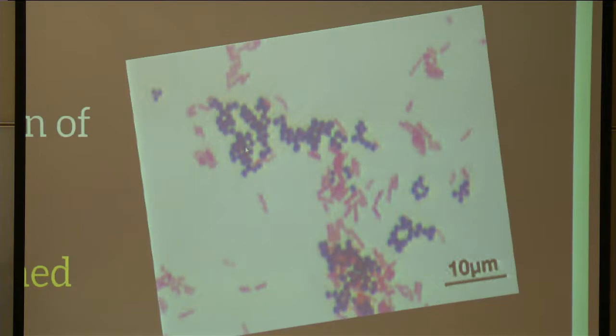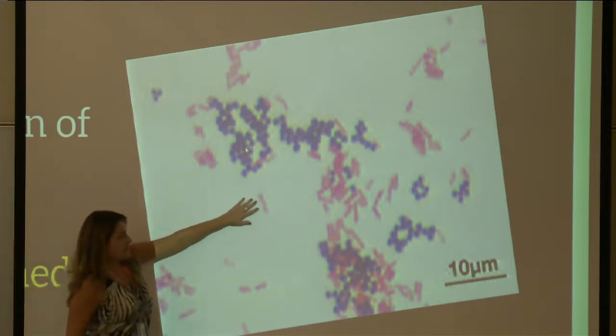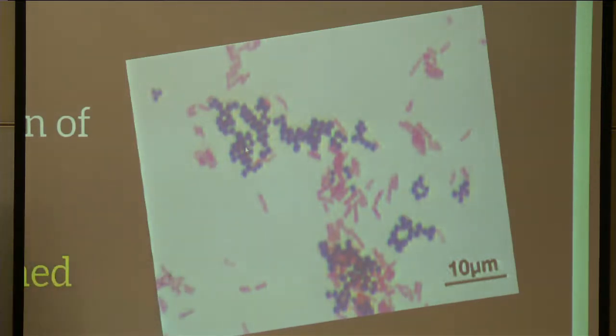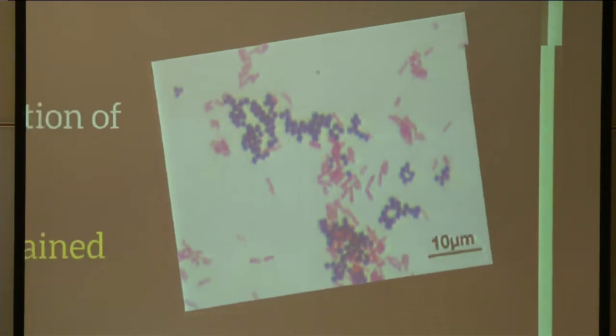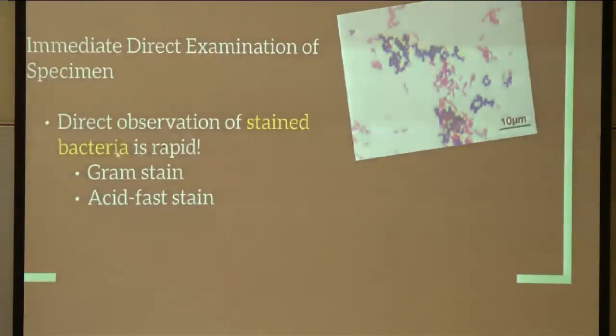Cocci, and the pink appears to have a rod shape. Again, it's a little blurry, but that's what it appears to be in that picture. Okay, so running different types of stains.